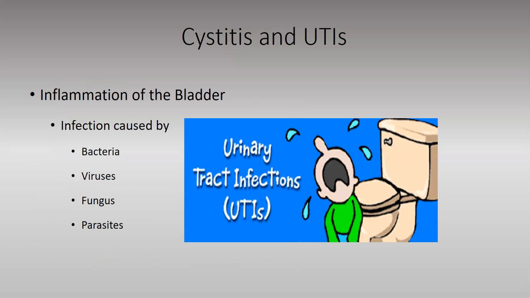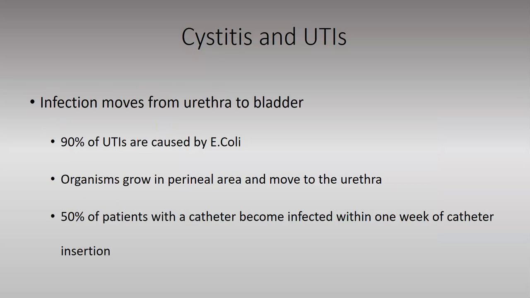As far as cystitis and UTIs, it's basically an inflammation of the bladder. Infection is usually caused by bacteria, viruses, fungus, or parasites. A UTI is a urinary tract infection, and it could be any of those four things. We do a urinalysis to find out what the cause really is. They'll do a culture and sensitivity to find out what caused it and what antibiotic is going to be the best one to get rid of it.